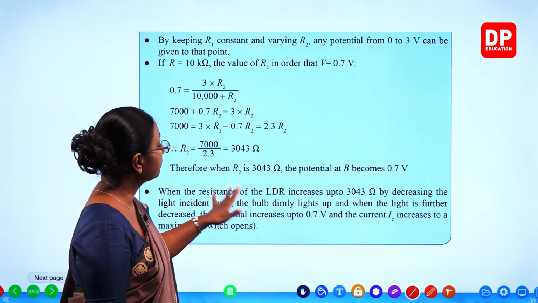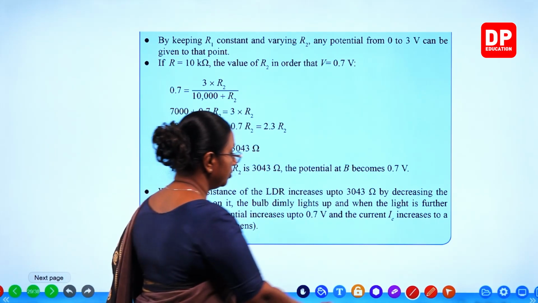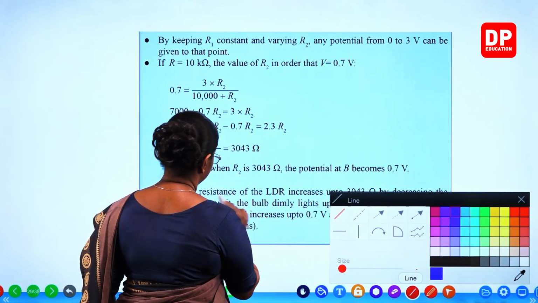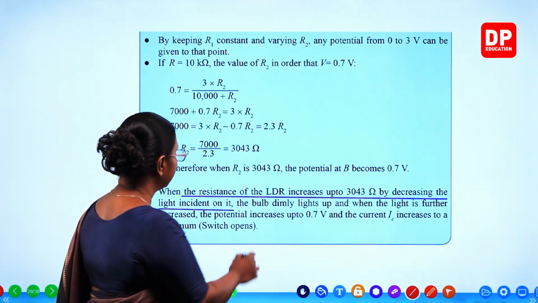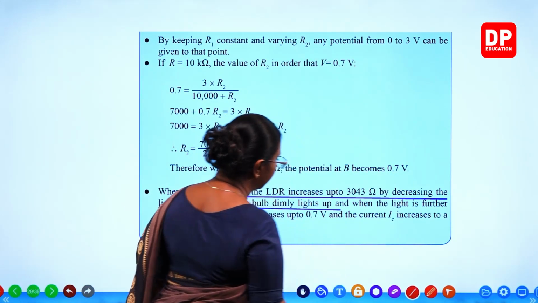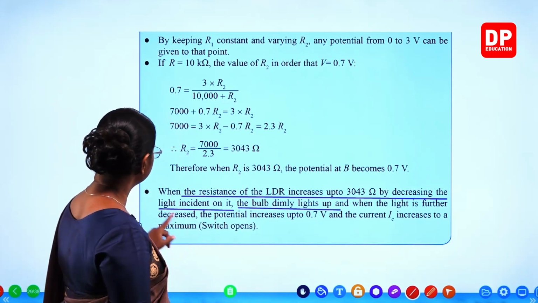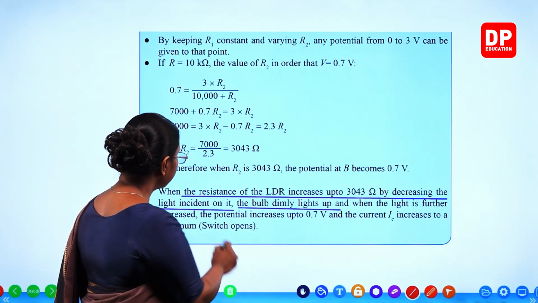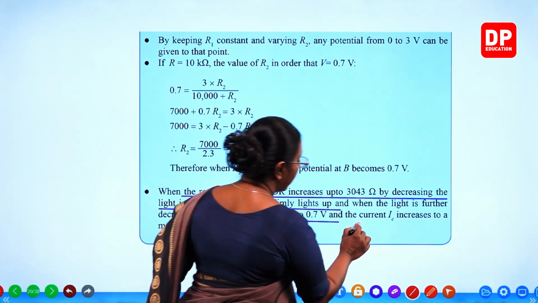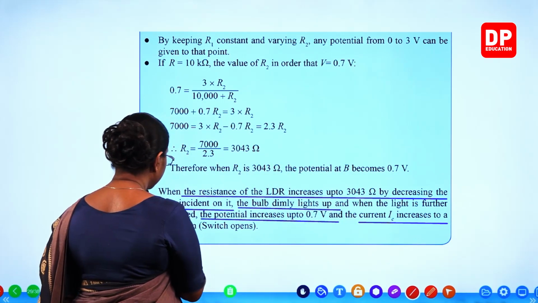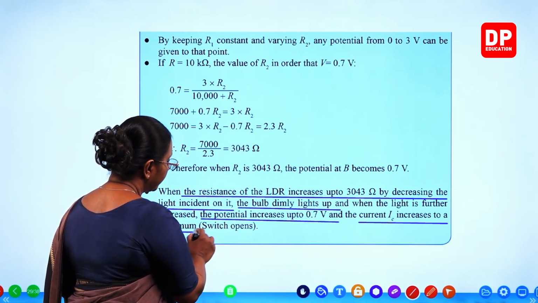When the resistance of the LDR increases up to 3043 ohms by decreasing the light incident on it, the bulb dimly lights up. And when the light is further decreased, the potential increases up to 0.7 volt and the current IC increases to a maximum. At this point, the switch opens.